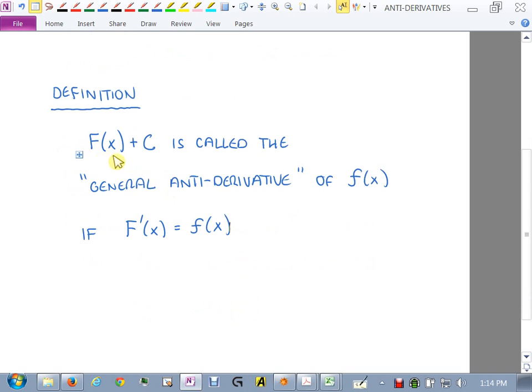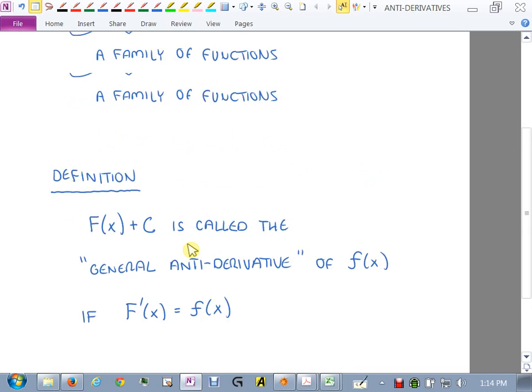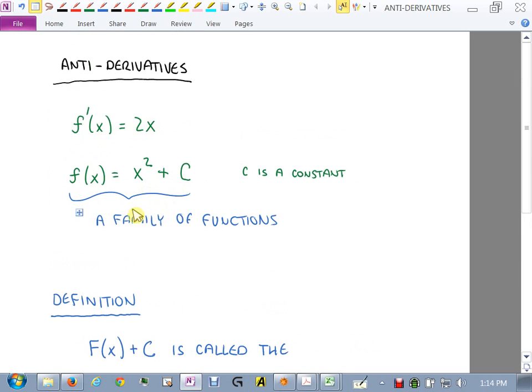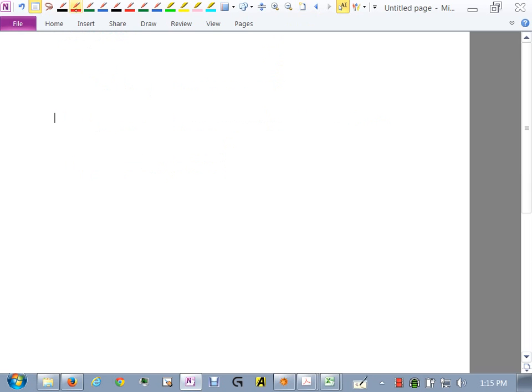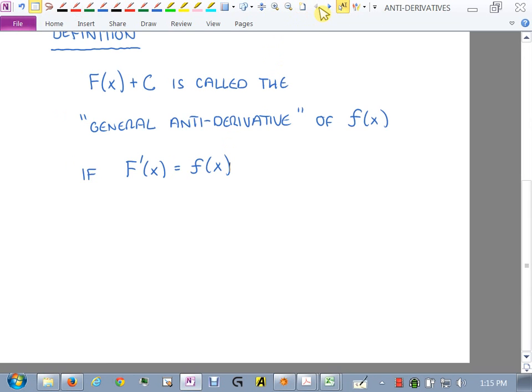So we're using capital F's and little f's here. The capital F function is the antiderivative function. It's called the antiderivative function because the derivative of it gives you the little f. So what was capital F here for us? What was capital F here? X squared plus c, and the little f would have been this 2x. Did y'all get that? Do I need to go back? Yes?